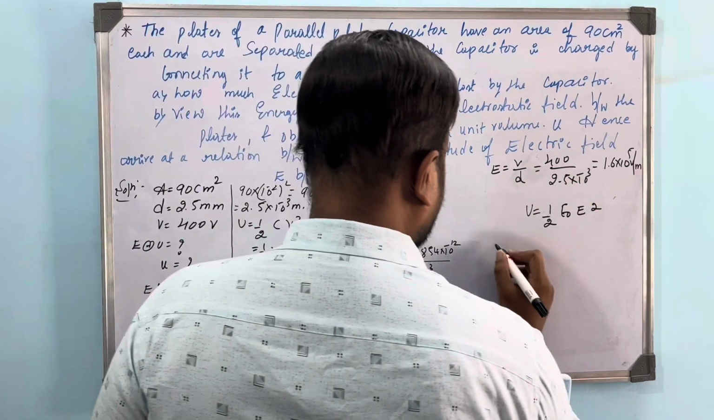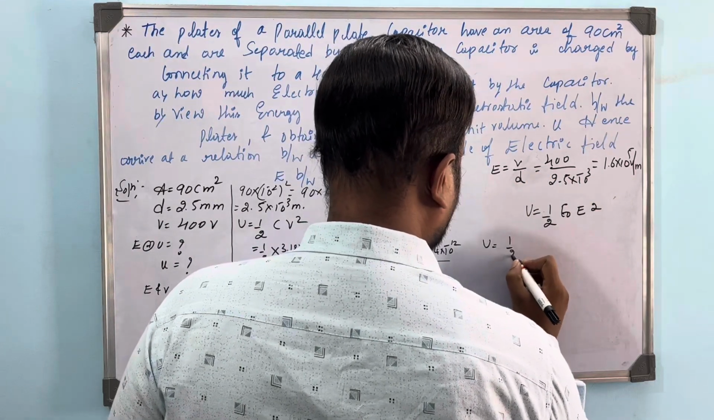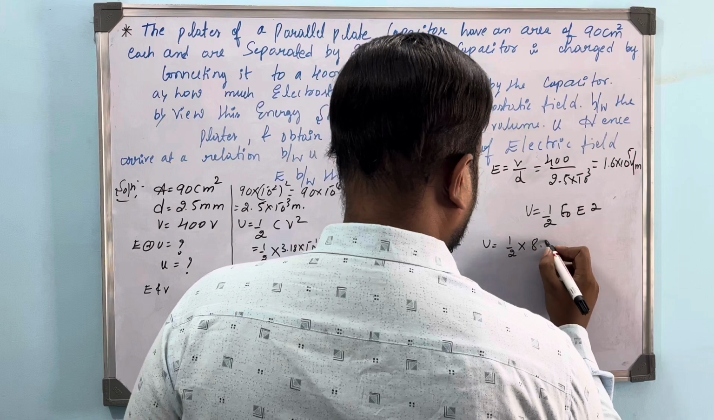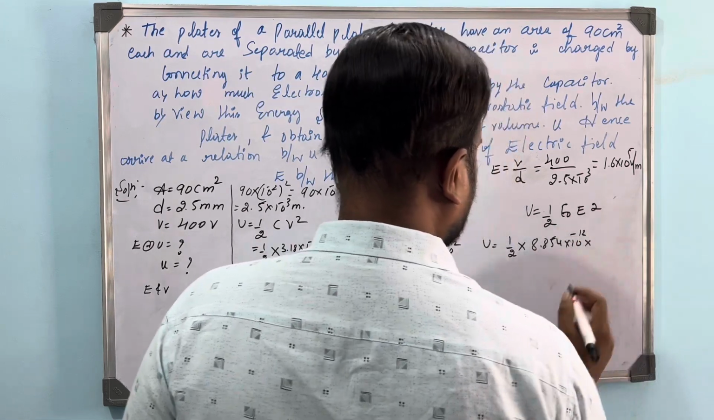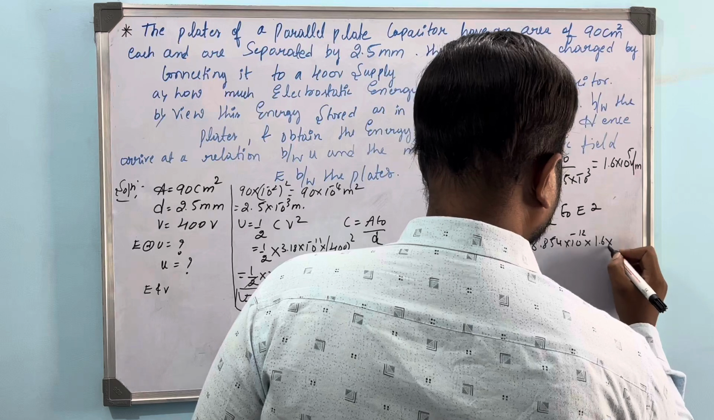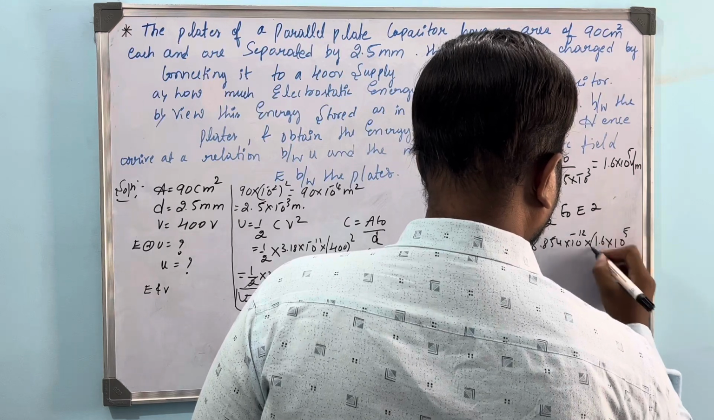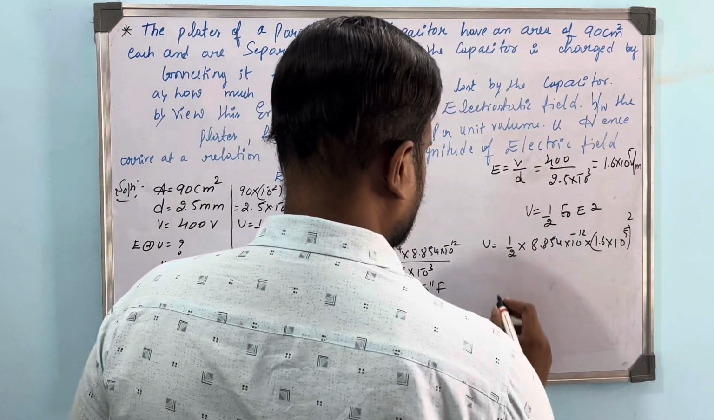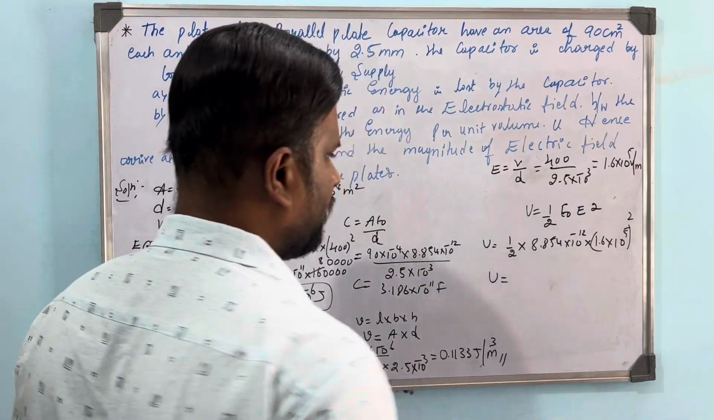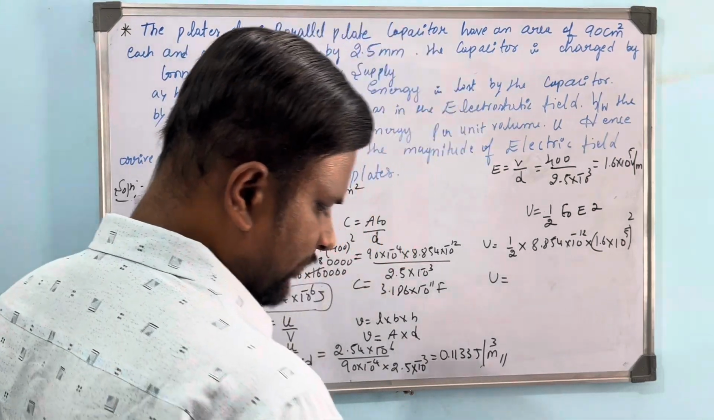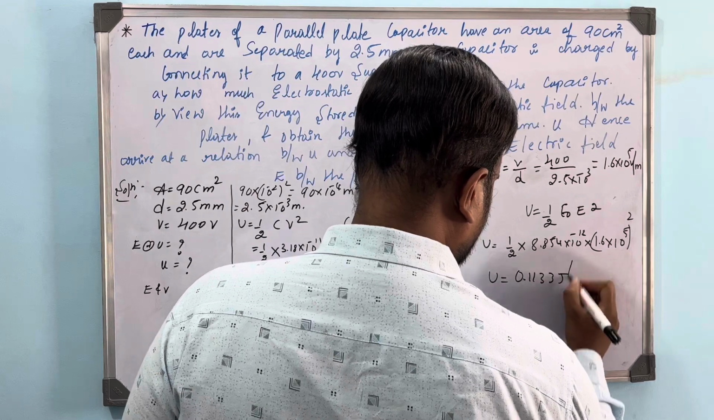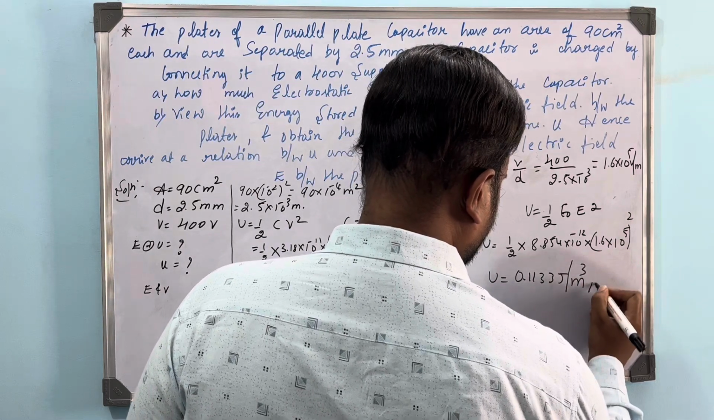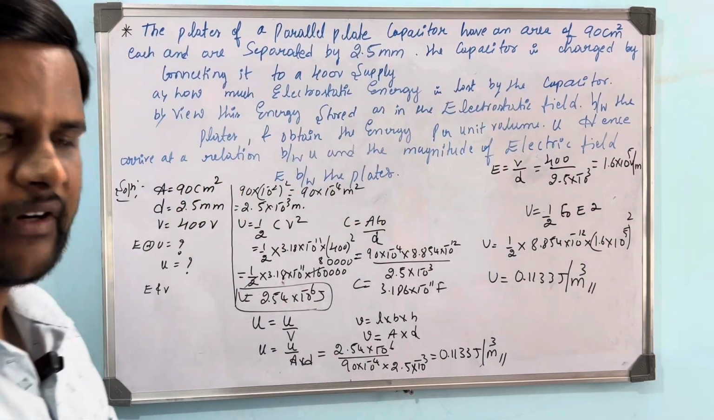Okay, next, finally substitute here: half into epsilon naught value, 8.854 into 10 to the power of minus 12, into E square. What is E square? 1.6 into 10 to the power of 5, whole square. Finally, if you simplify all the terms, you will get 0.1133 joule per meter cube. Okay, so this is the required solution.